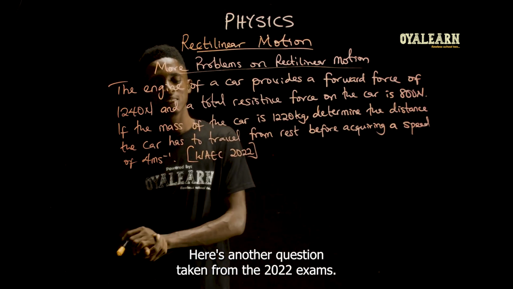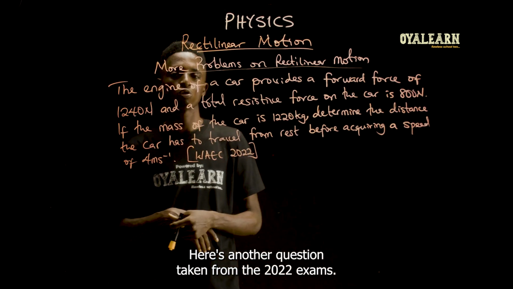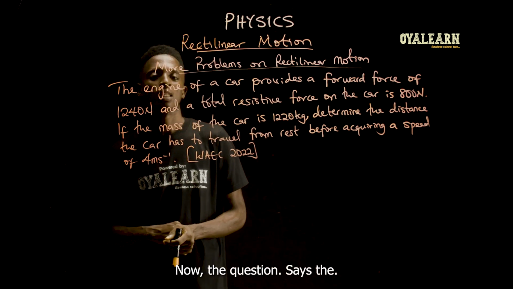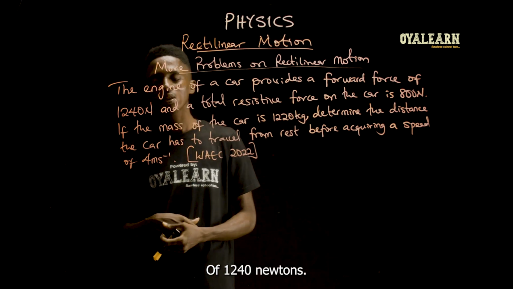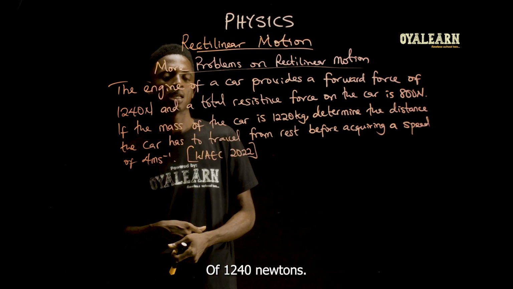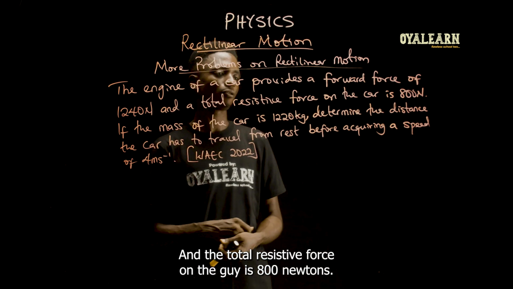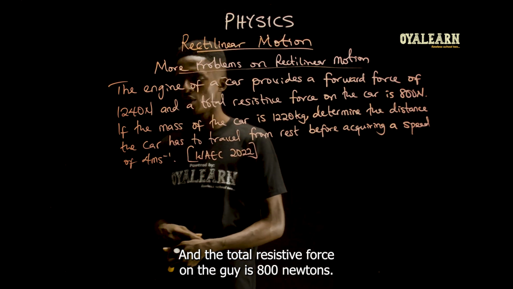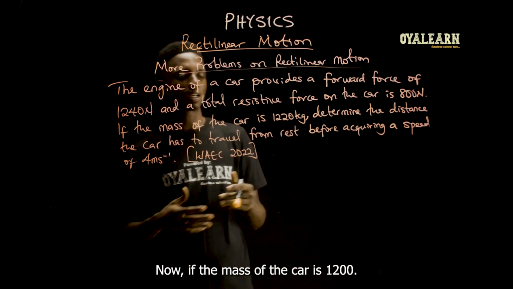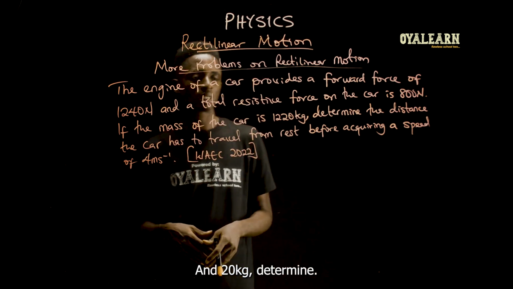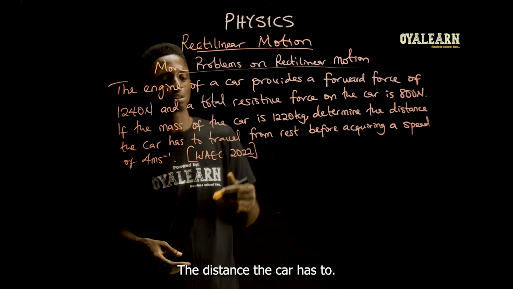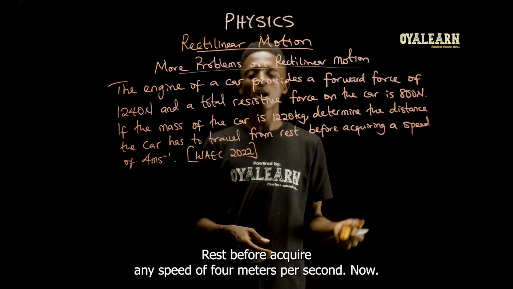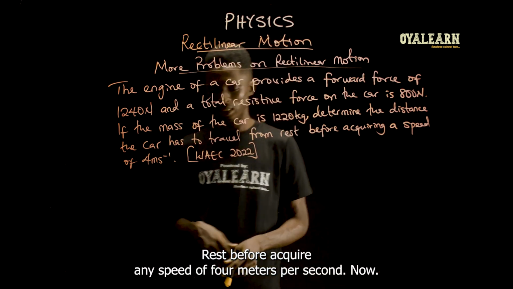Here's another question taken from the 2022 WAEC exams. Now the question says, the engine of a car provides a forward force of 1,240 newtons and the total resistive force on the car is 800 newtons. Now, if the mass of the car is 1,220 kilograms, determine the distance the car has to travel from rest before acquiring a speed of 4 meters per second.